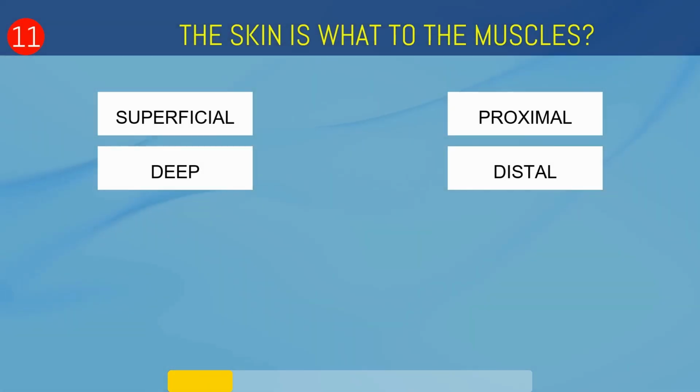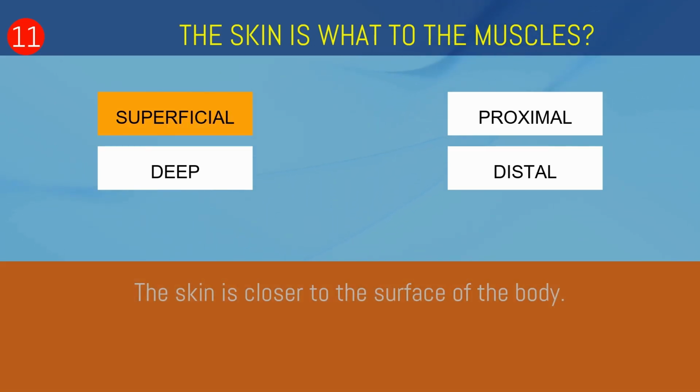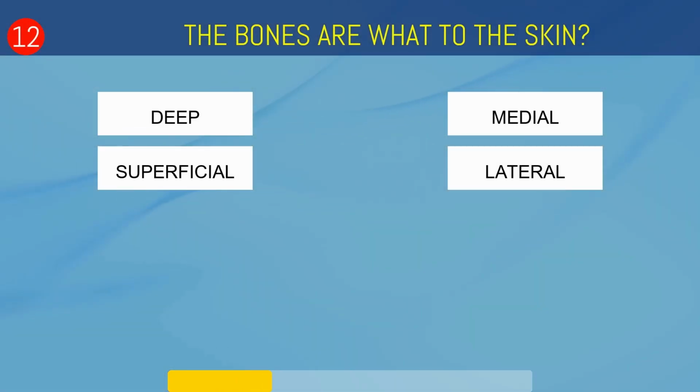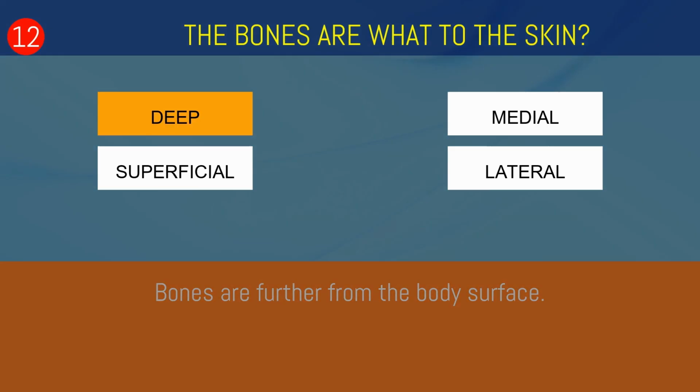The skin is what to the muscles? Superficial, deep, proximal, or distal? Superficial. The skin is closer to the surface of the body. The bones are what to the skin? Deep, superficial, medial, or lateral? Deep. Bones are further from the body surface.